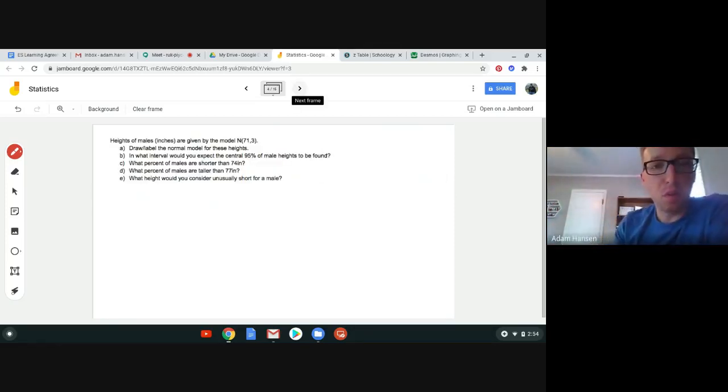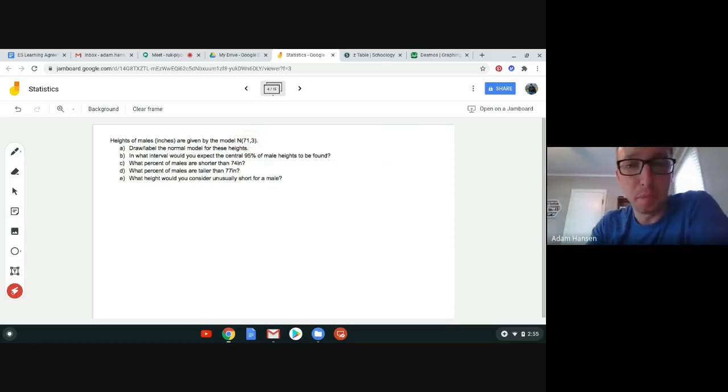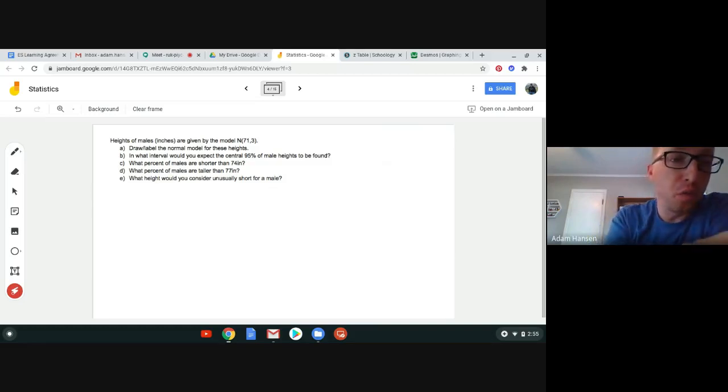All right, let's put this in more of an applicable context. Heights of males in inches are given by the model N(71, 3). That means they follow a normal distribution where the average is 71 and the standard deviation is 3 inches. So in part A, we're going to draw that picture.